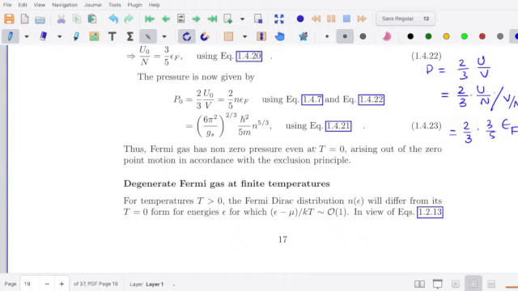Even at absolute zero, they have to obey this principle, and therefore there will be particles in the higher energy states as well. And these quantum fluctuations will lead to this pressure.